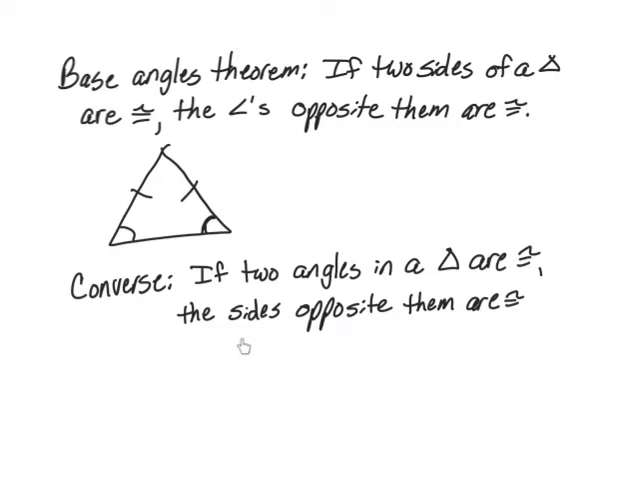And then down here, this is a way to prove a triangle is isosceles. If you have two angles congruent, then you can say the sides opposite them are congruent. And then you can say the triangle is isosceles because it has at least two congruent sides.